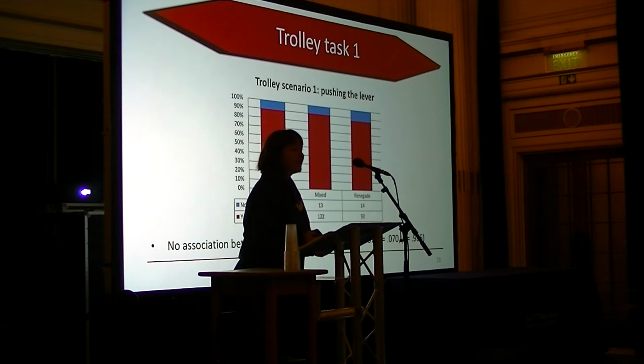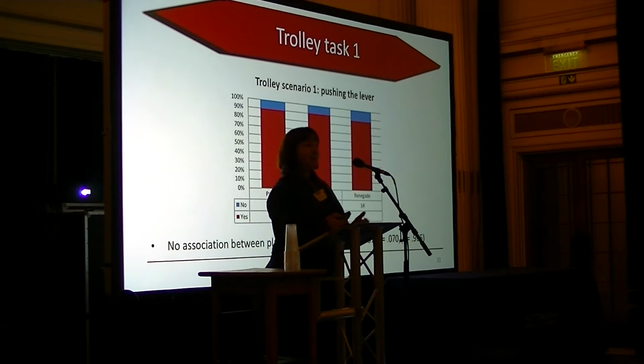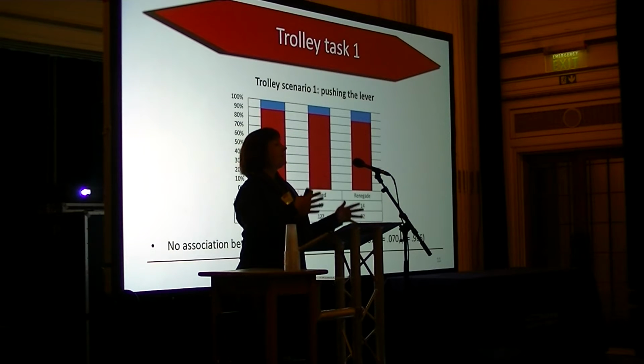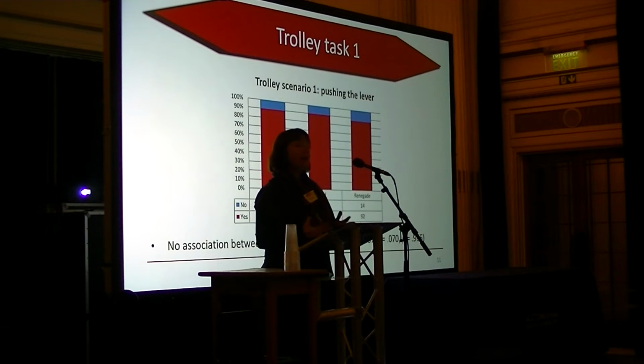Now the second trolley task scenario and dilemma is a bit different. So you're still the trolley track supervisor, but you're inspecting the track from a footbridge. And you see the trolley hurtling towards 5 workers on the track. There's no lever this time.